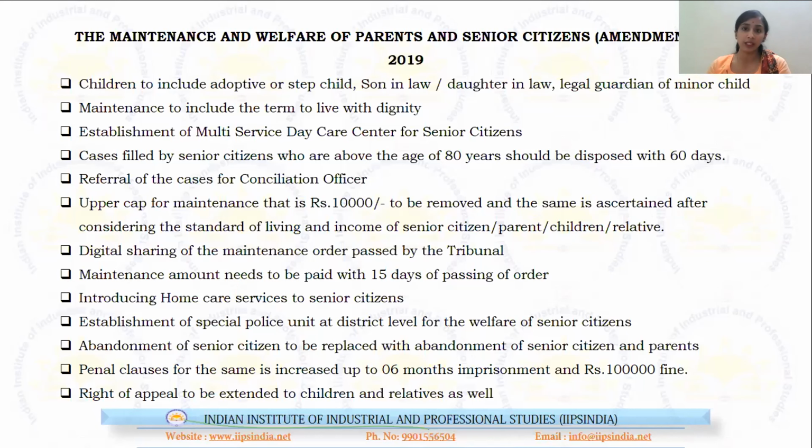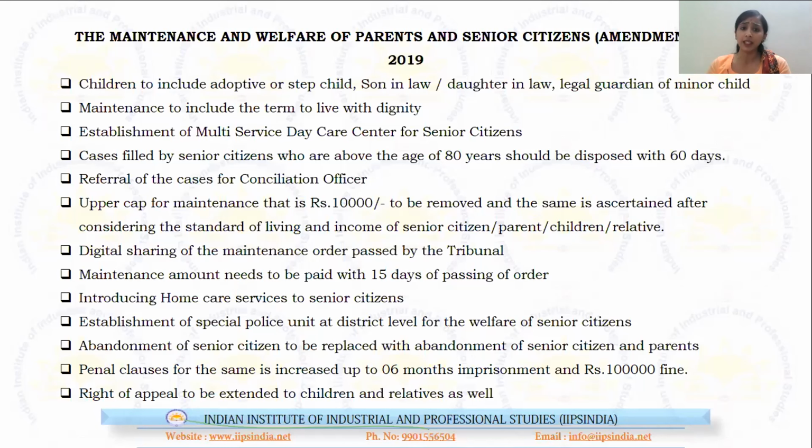Digital sharing of the maintenance order passed by the tribunal. Yes, this amendment bill is going to give some more of a digital touch to the maintenance tribunal for the senior citizens. So it is going to do everything through e-filing, and all the orders passed by the maintenance tribunal will be available through the website or any other portals.